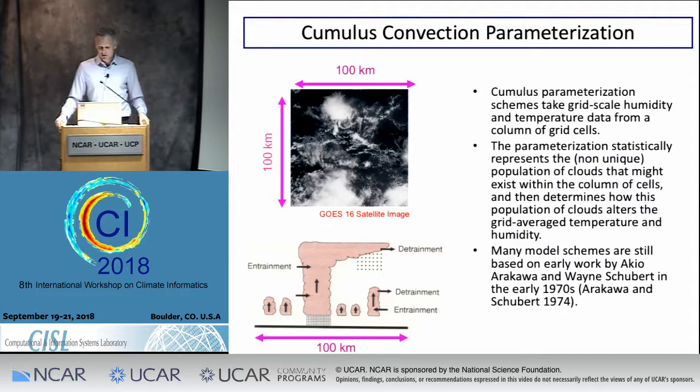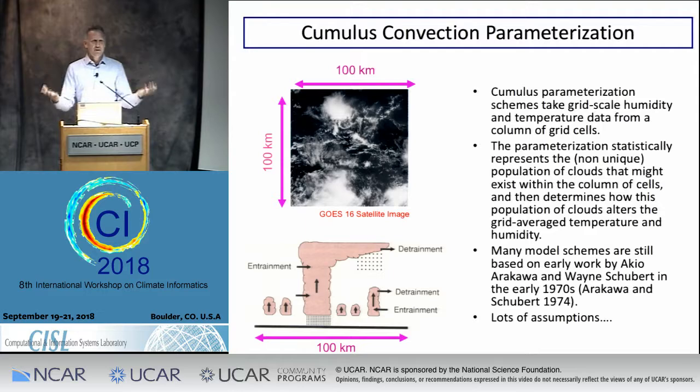Many climate model schemes, including the one that is used for deep convection here in the NCAR model, are based on early work by Akio Arakawa and Wayne Schubert at UCLA in the early 1970s. There's a famous cumulus parameterization called Arakawa and Schubert that is the basis of many parameterizations that we still see out there in the climate modeling community today, including, as I mentioned, at NCAR. So there are lots of assumptions, obviously, that go into these parameterizations, and I'm going to show you some examples of how imperfection in these parameterizations affects climate simulations.